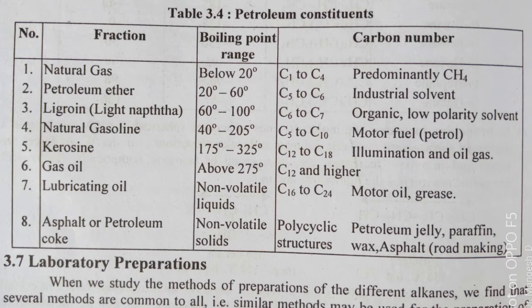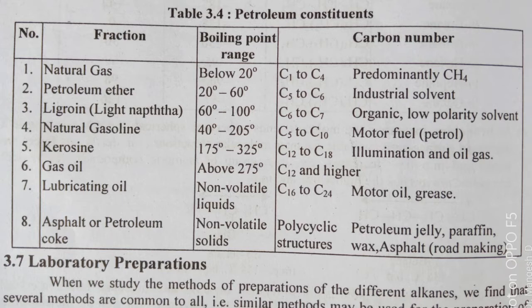Then ligroin, that is light naphtha, 60 to 100 degrees Celsius, that is C5 to C7. It is a low polarity solvent. Then natural gasoline, that is C5 to C10. That can be used as a motor fuel like petrol and diesel.